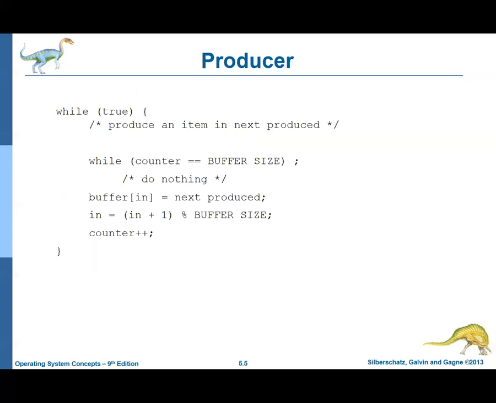So again, we're imagining the whole thing is empty. In is where I am in the array. Counter is how much stuff there is. I could be at any location in the array.